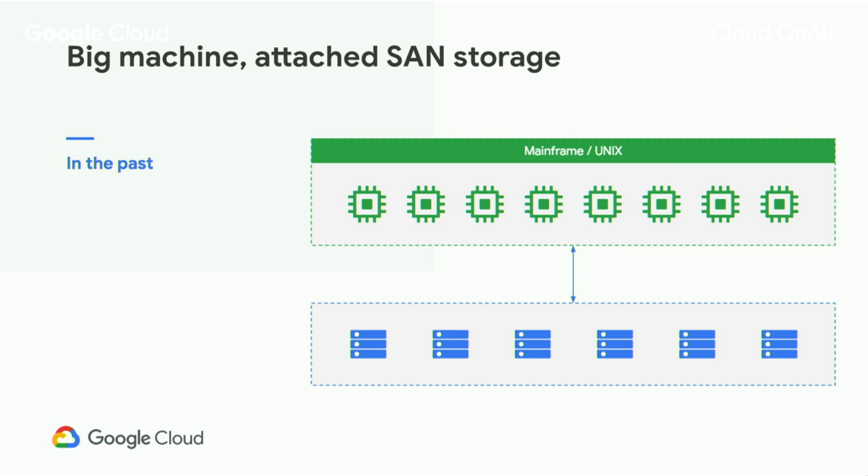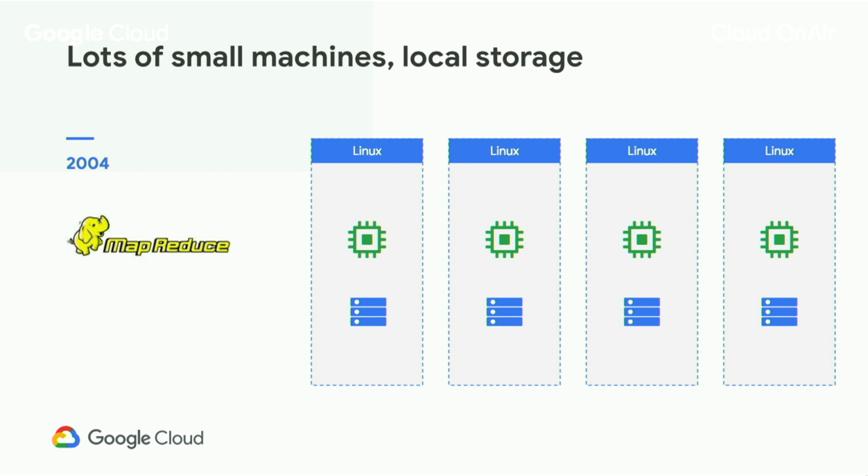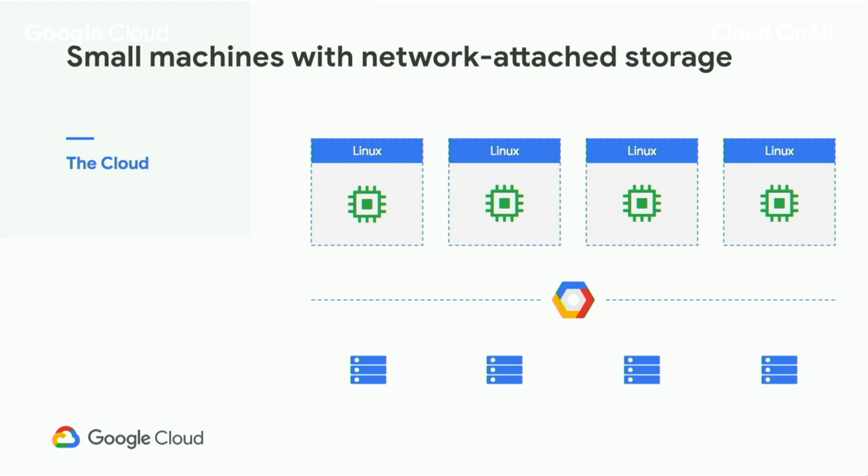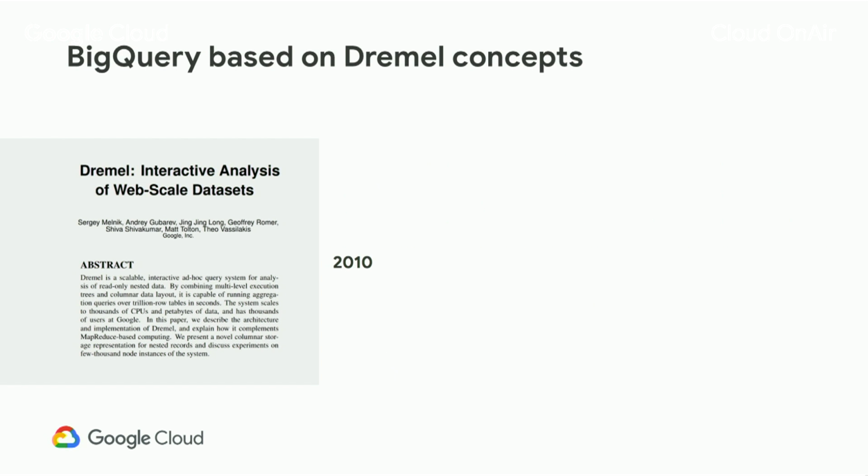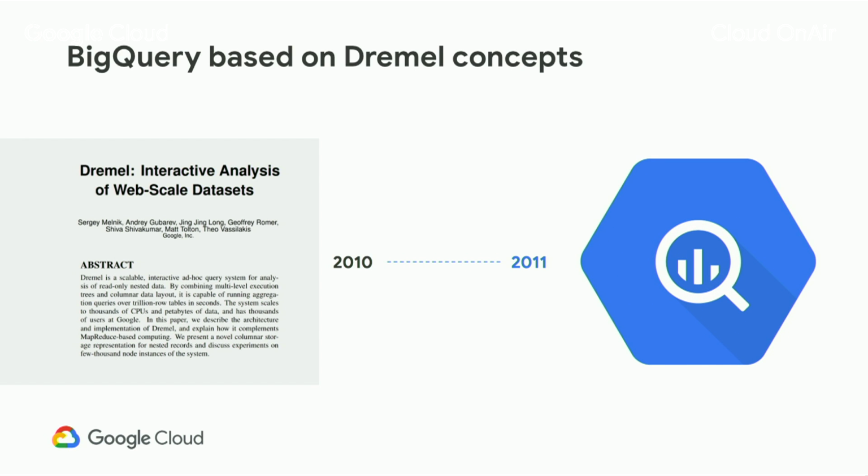As time progressed and new technologies became available, for example, MapReduce, you would switch to a cluster of cheap Linux nodes where storage was actually part of the box. And then as things moved to the cloud, you would still use your cheap Linux infrastructure for CPU, but you would switch to network-attached storage. In 2010, Google published the Dremel paper, which introduced a novel concept of processing large volumes of data by using distributed storage and compute clusters. And in 2011, we launched BigQuery, our flagship data warehouse that was based on the Dremel concept.